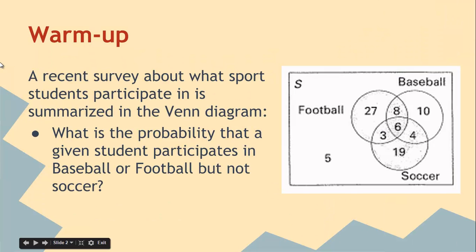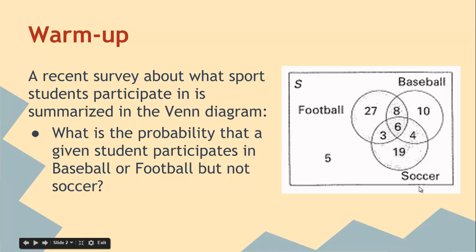So, warm-up question: a recent survey about what sports students participate in is summarized in the Venn diagram. What is the probability that a given student participates in baseball or football but not soccer? So, baseball or football but not soccer. Here you just think about this question, and reading this for the first time, you're forced to say, what is this telling me?